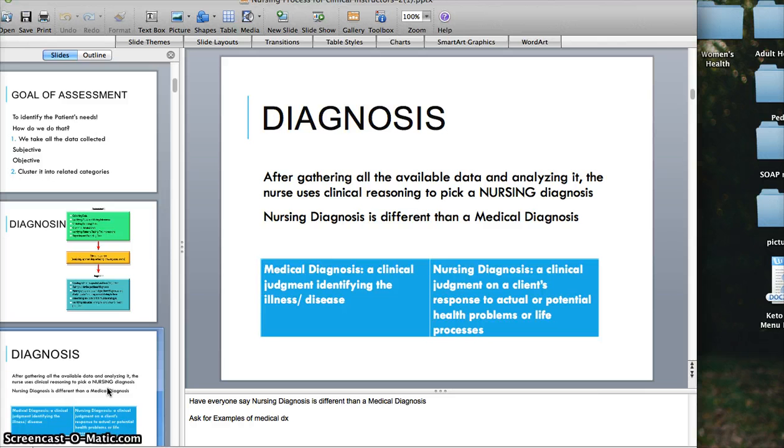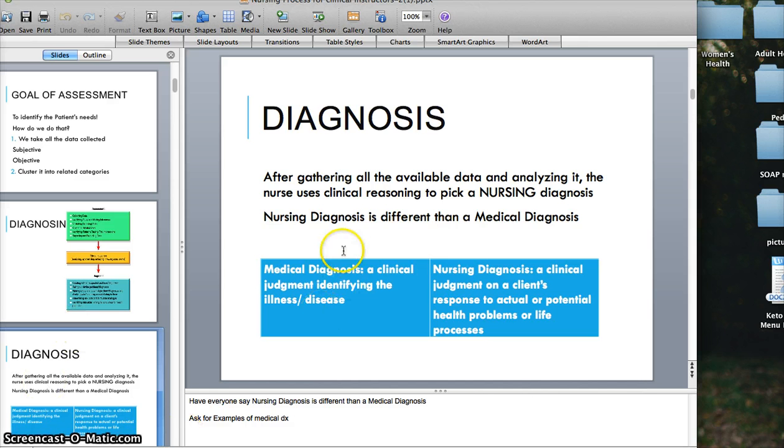So a nursing diagnosis, after gathering all the available data and analyzing it, the nurse uses clinical reasoning to pick a nursing diagnosis. Nursing diagnoses do differ from a medical diagnosis. Very important for the students to understand. In the front of their concept map books, care plan books, is the list of NANDA approved diagnoses. I also gave a copy of that to you. We are currently working on narrowing that down, but feel free to narrow them down yourself. Pick 15 or 20 that you think is appropriate for the students, just to help them.